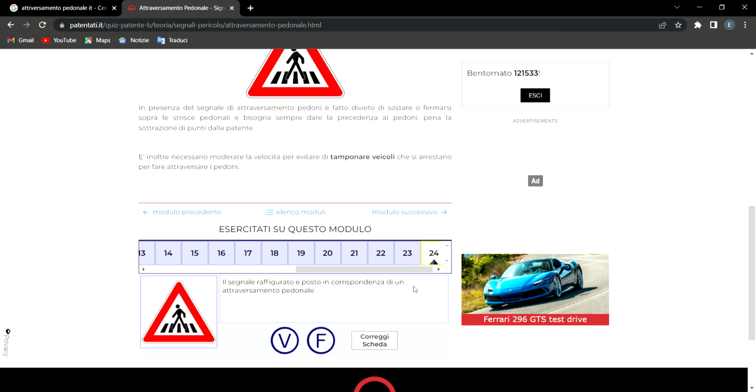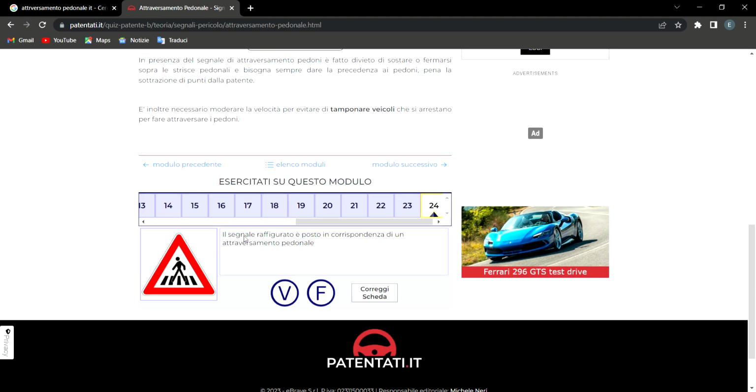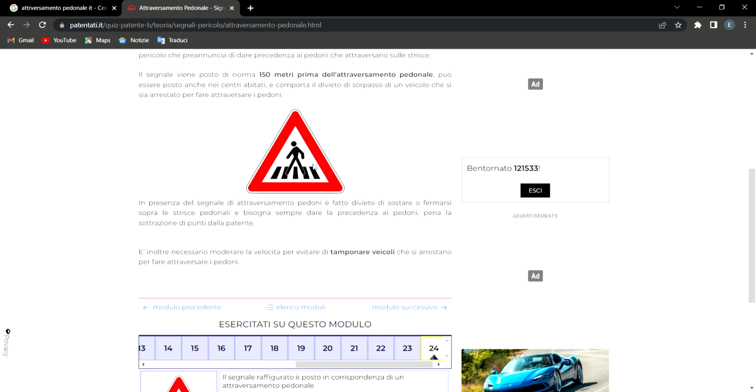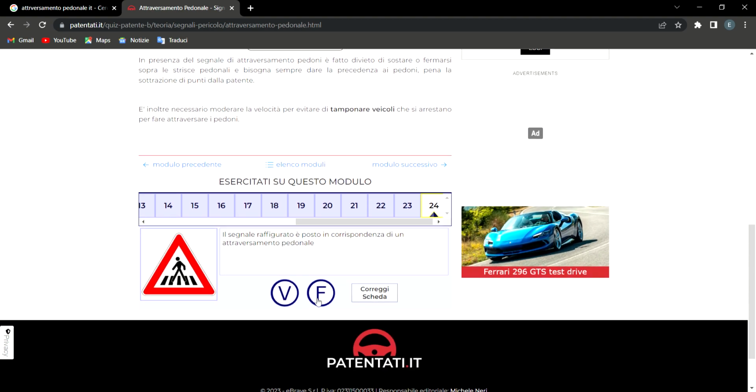So number 24, which is the last one, says: il segnale raffigurato è posto in corrispondenza di un attraversamento pedonale. So, it's saying that this very sign is found at the pedestrian crossing way. So it's not found there. It's only found 150 meters away from the pedestrian crossing path. So this very one is false.